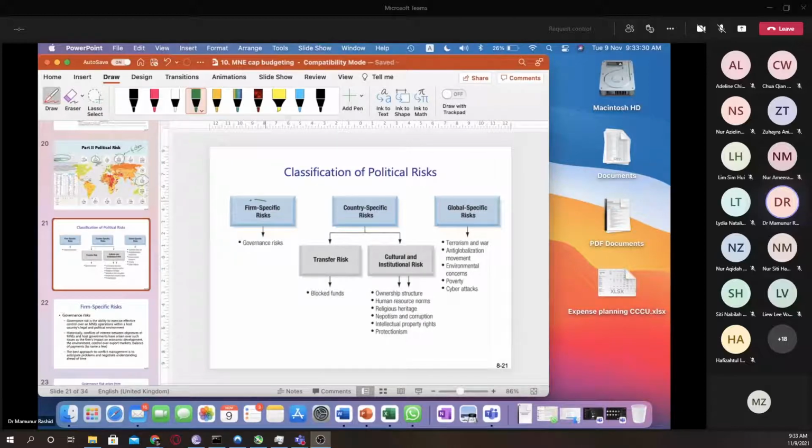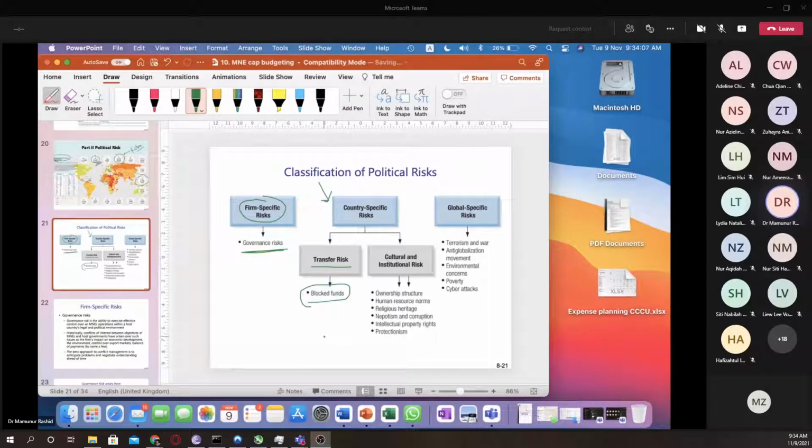The first type is firm-specific risk, which is related to the governance of a company in that country. Firm-specific political risk is generally connected to the company itself. It has very limited connection to the country. Some political risks are connected to country-specific risk. For example, transfer risk: when you have a subsidiary in Brunei, for example, and there's a blockage of funds, you cannot transfer your money to other countries for a certain period of time.